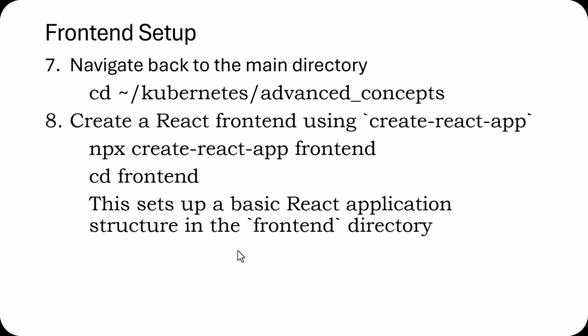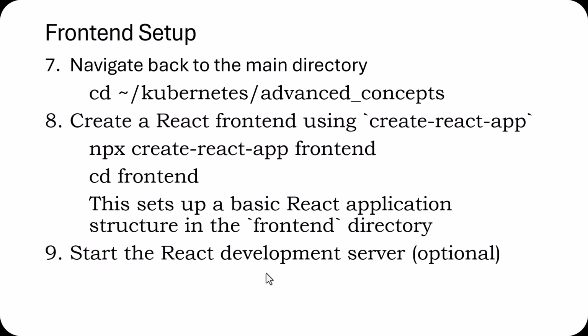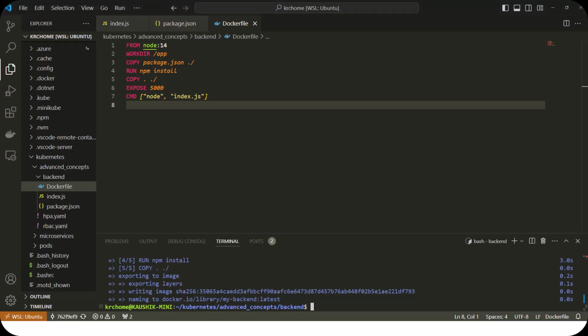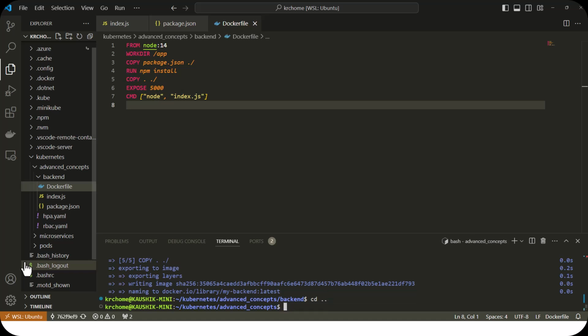And this sets up a basic React application structure in the frontend directory, and we can start the React development server with npm start, which is optional, just for testing purposes. Okay, so we'll do these steps now. We'll come back and cd to dot dot. So we are into advanced concepts again. That was our root drive.